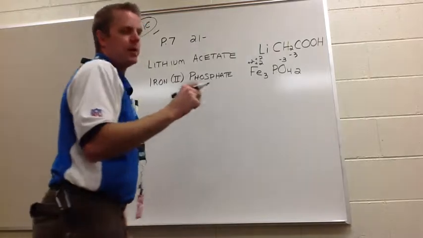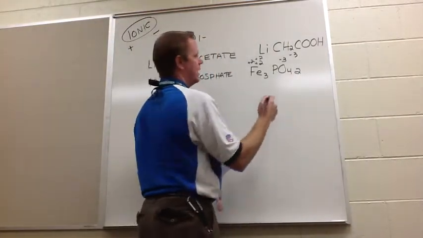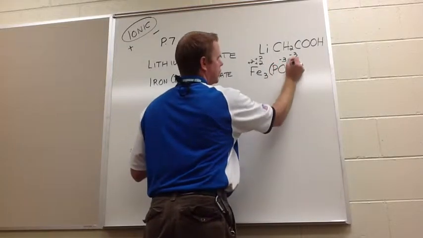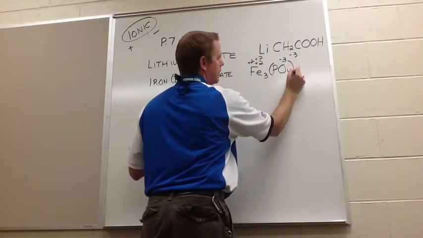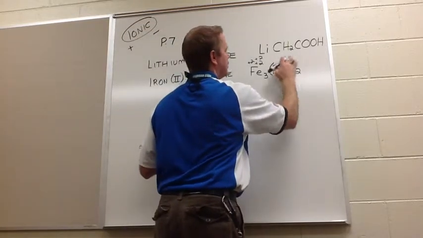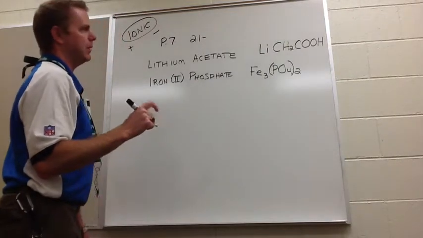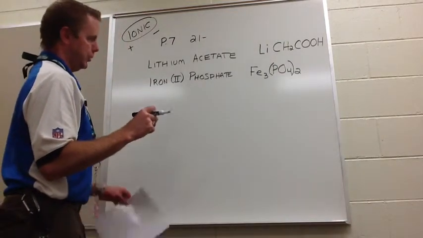Now, I've done this wrong on purpose to show you that if you didn't put it in parentheses, you'd have 42 oxygens. That's not right. You want 2 phosphates. So you put parentheses right there. And now, there's 2 phosphates. You get rid of the charges, and that's the correct formula: Fe3, parentheses, PO4, parentheses, 2.